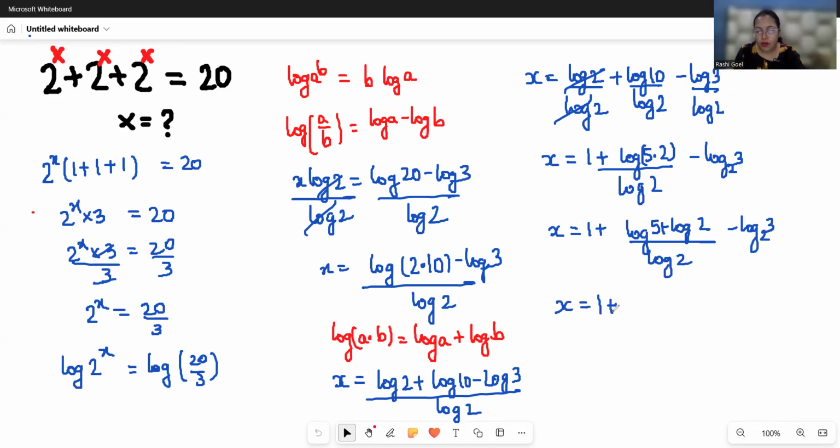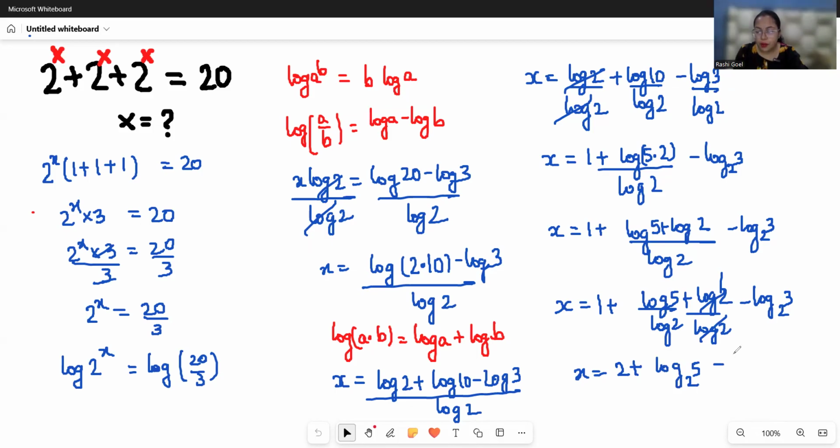So x equal 1 plus log 5 by log 2 plus log 2 by log 2 minus log 3 with base 2. So this 1 plus 1 is 2 plus log 5 with base 2 minus log 3 with base 2. I hope it's clear and you find it useful.